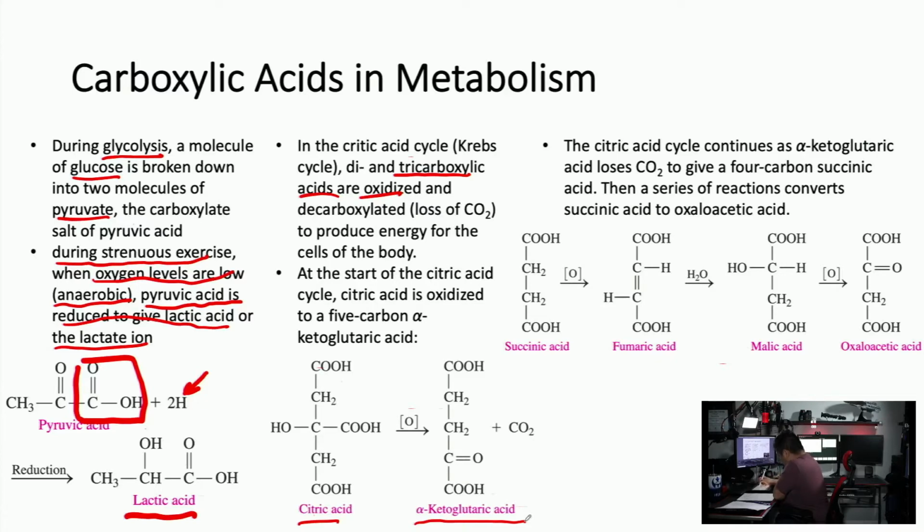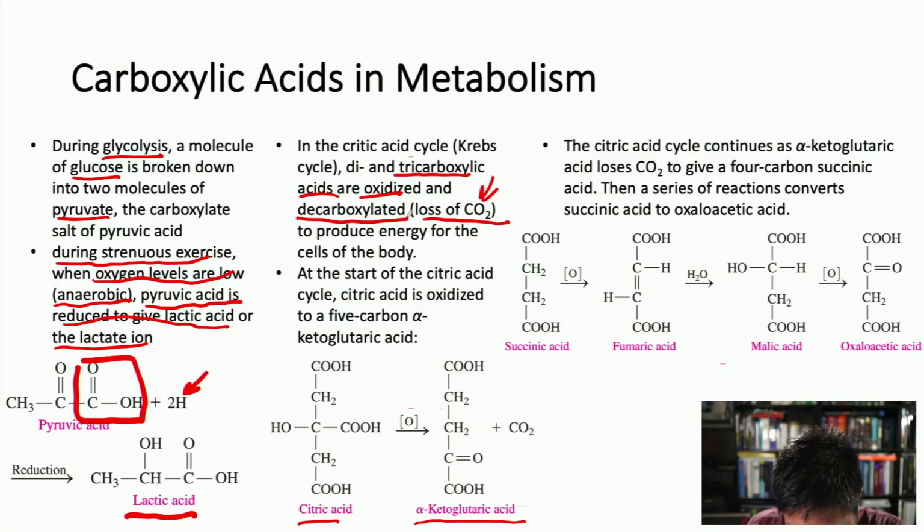So when they're oxidized, they get decarboxylated, and that means that they lose a CO2 in the process. Why is that CO2 important? It's because that's the CO2 that you breathe out, right? When you exhale CO2, that's where it's coming from. It's coming through the decarboxylation of those di and tricarboxylic acids. And those will go further into becoming part of the electron transport chain after the citric acid cycle, right?